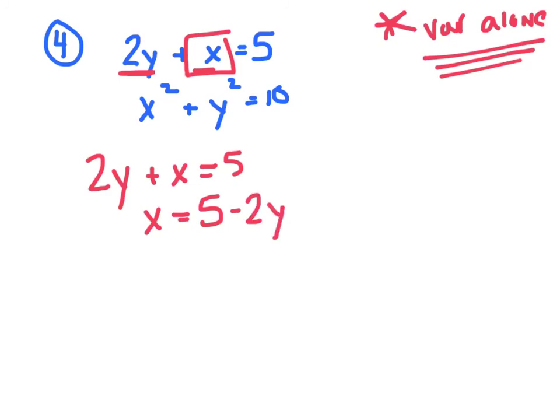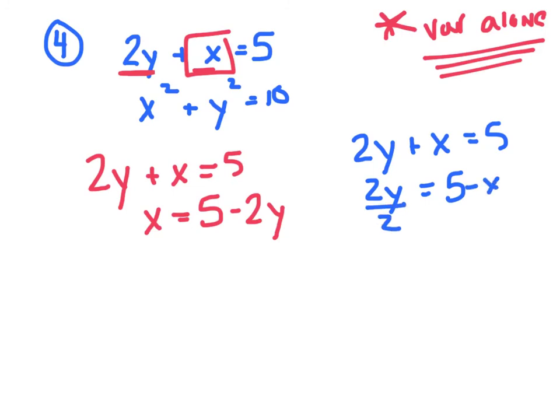And I just want to show you, watch what would have happened if I tried to solve for y. Watch how ugly this is. I would have to subtract the x over, and then I have to divide everybody by 2. Does anybody want to plug in 5 halves minus x over 2? I mean, that's just hideous. I would never want to do that. So pick the easier variable, and that's the variable that's alone.